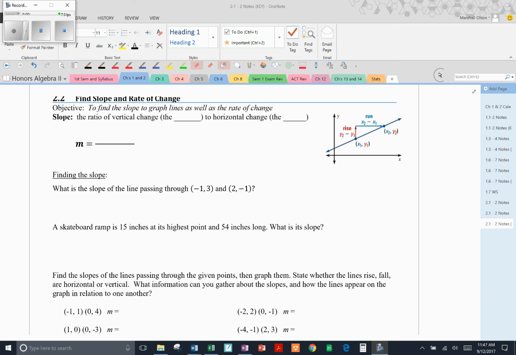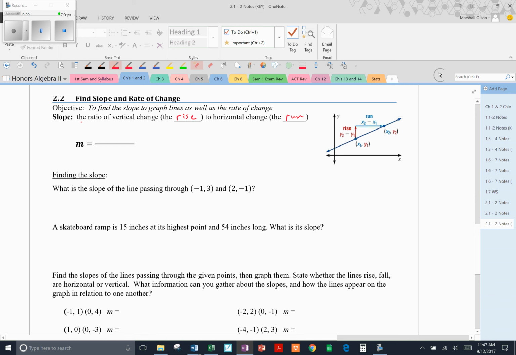We're going to take a look at 2.2, some slope, rate of change, getting into equations of lines. Hopefully you remember most of this from Algebra 1. A couple of reminders here, maybe some new notation for you. Slope is rise over run. That's probably what you were told back in the day, one of the first things you remember about slope.